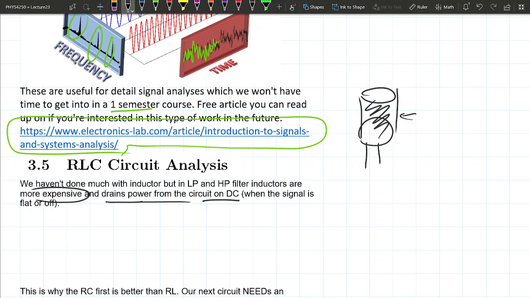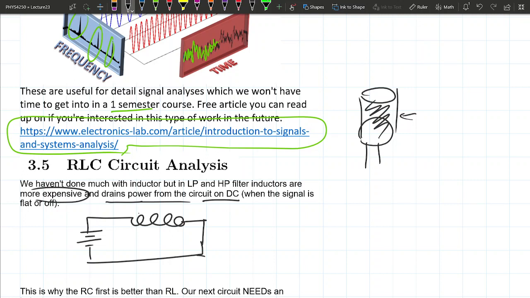So let's say I connect a little battery here, and then just have it go through an inductor to ground, or even just connect the two ends. Why is this a bad circuit? What's going to happen?